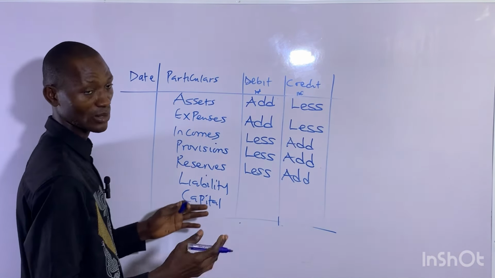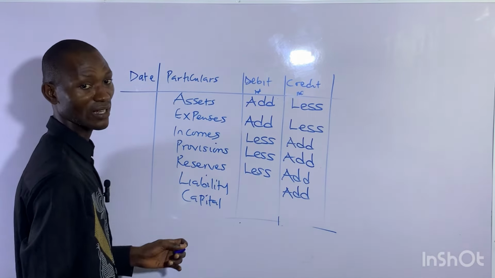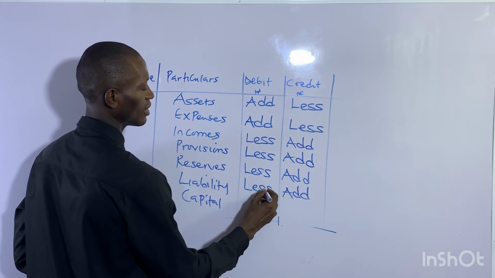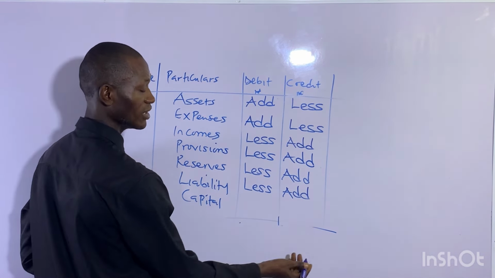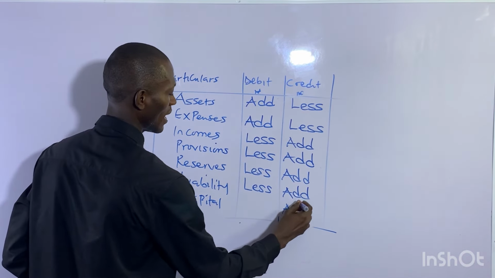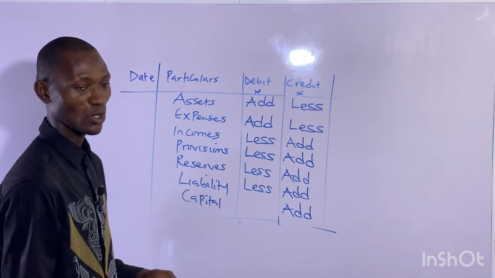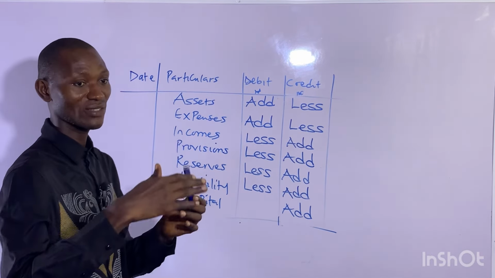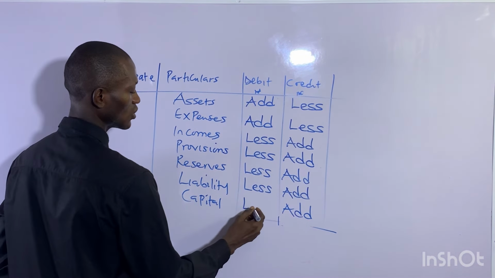Liability, normal balance, credit balance. So if you are crediting it, it means you are adding up to that account. And if you are debiting it, it means you are lessening from that account. That's what it means. And lastly, for capital, if you are crediting it, it means the balance in it will be increasing. So you are adding to it. When an account increases, it means you are adding to it, or when you are adding to that account, it means the balance in that account is increasing. And if you are debiting it, it means you are lessening it.